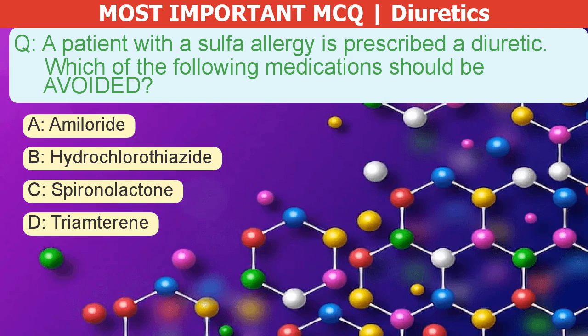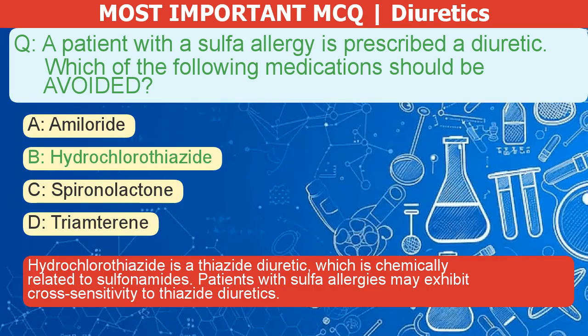A patient with a sulfa allergy is prescribed a diuretic. Which of the following medications should be avoided? A. Amiloride. B. Hydrochlorothiazide. C. Spironolactone. D. Triamterene. The correct answer is B. Hydrochlorothiazide is a thiazide diuretic, which is chemically related to sulfonamides. Patients with sulfa allergies may exhibit cross-sensitivity to thiazide diuretics.